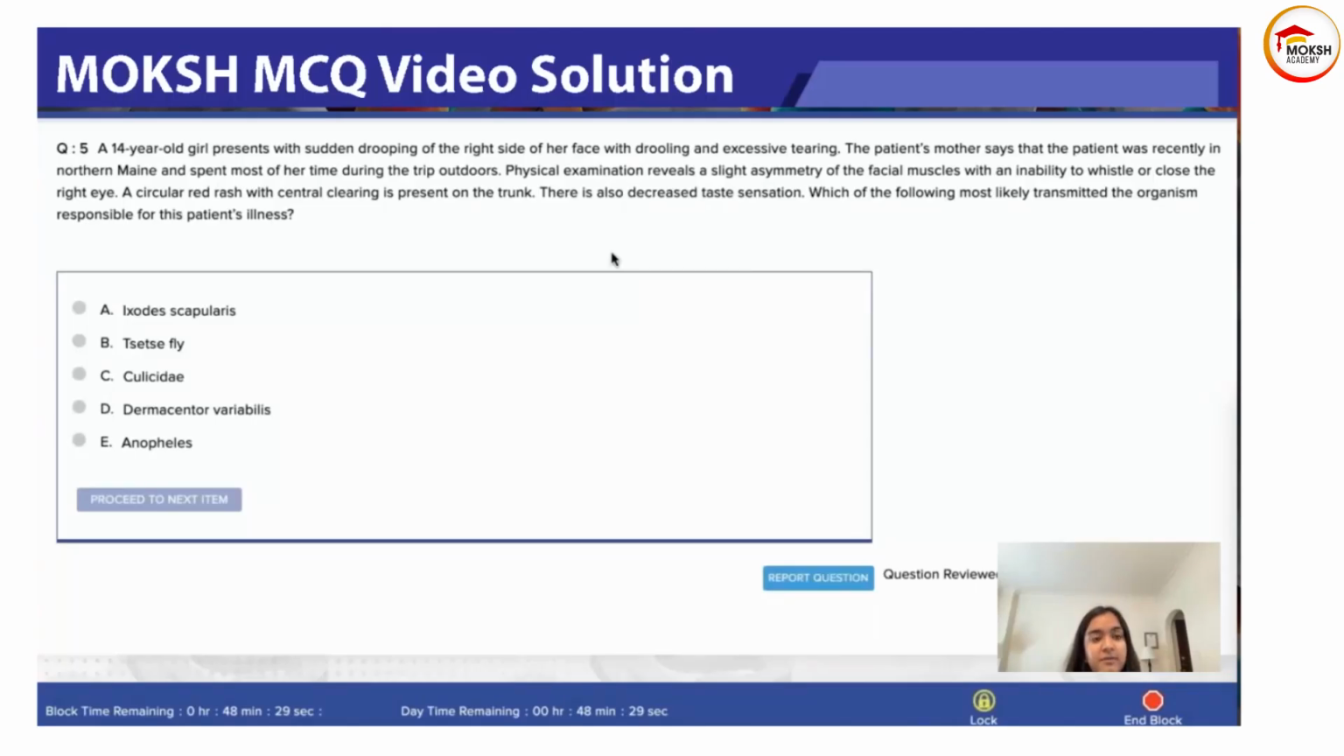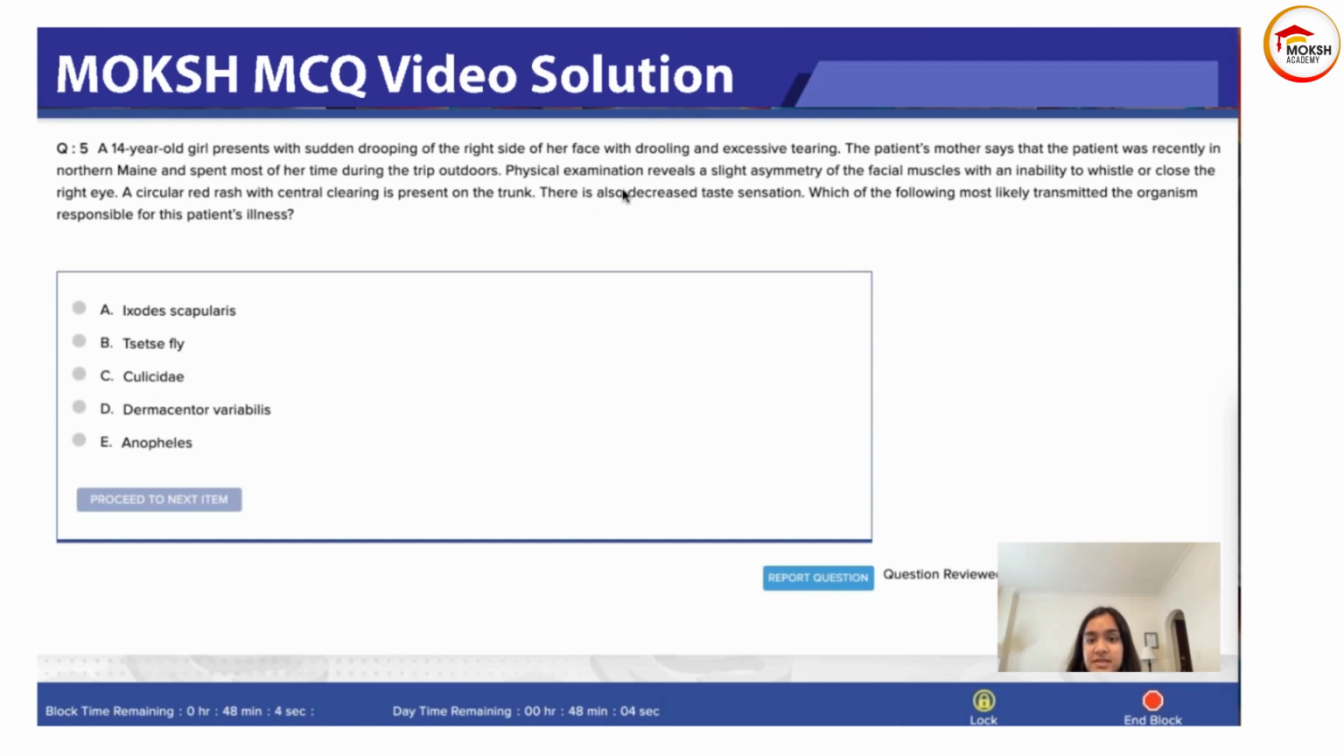Question number 5. A 14-year-old girl presents with sudden drooping of the right side of her face with drooling and excessive tearing. The patient's mother says the patient was recently in northern Maine and spent most of her time during the trip outdoors. Physical examination reveals a slight asymmetry of the facial muscles with an inability to whistle or close the right eye. A circular red rash with central clearing is present on the trunk.